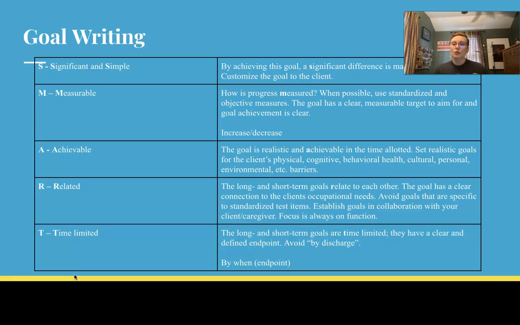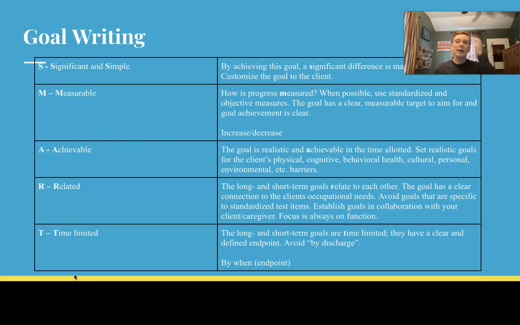So that is your documentation. Now, goal writing. I should have said this at the beginning: documentation is an art. It is a skill. It takes practice. It takes time and effort to learn how to do it well, how to be concise yet have all of the information in your documentation, to come up with the right words, to use OTPF language.